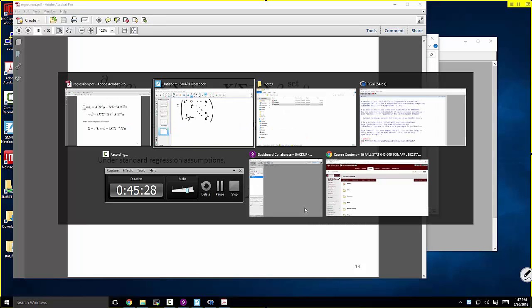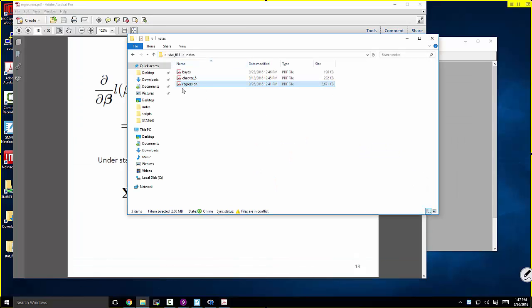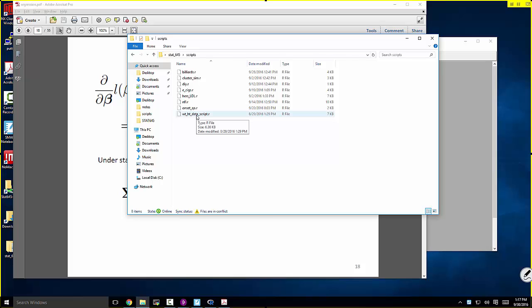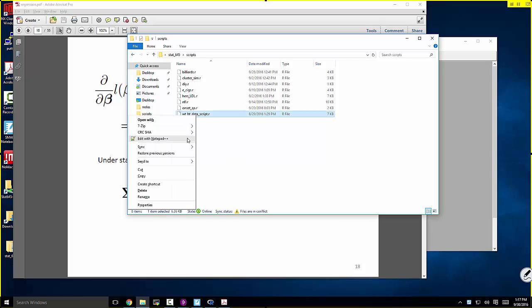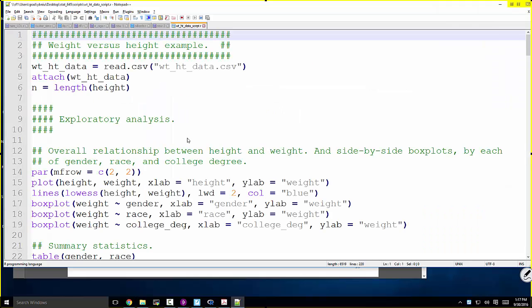Let me show you an example. Let's go to the weight height data. These are simulated data.